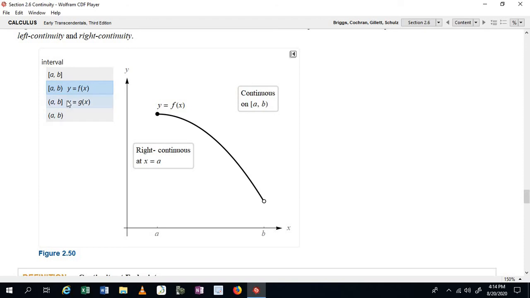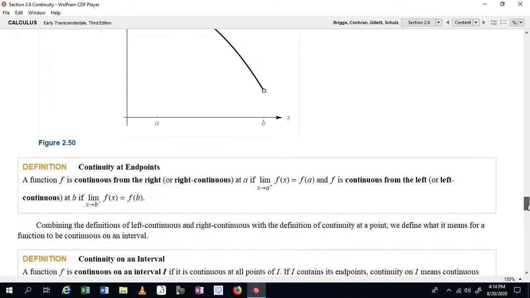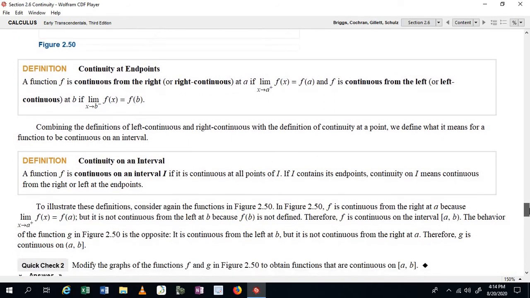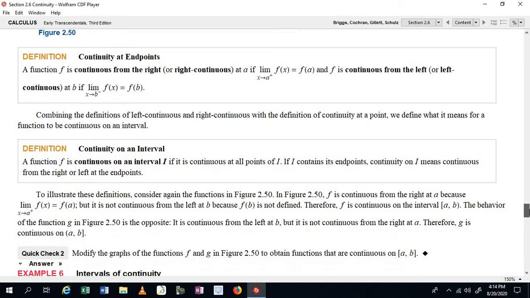Okay, if it looked like this, then it would no longer be right continuous. Again, as you approach a from the positive side of a, you're approaching this y value, which is not the same as f evaluated at a. So it's not right continuous there. And of course, if it looked like this, it would not be right continuous, nor would it be left continuous. Okay, so that's what we mean by continuity at endpoints.